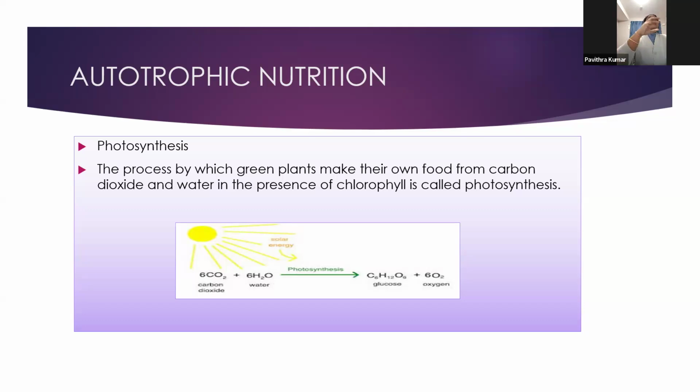When we are cutting the vegetables, we have some trash, right? Like that, oxygen is released. So they prepare glucose. Photosynthesis is a process in which green plants make their own food from carbon dioxide and water in the presence of chlorophyll.